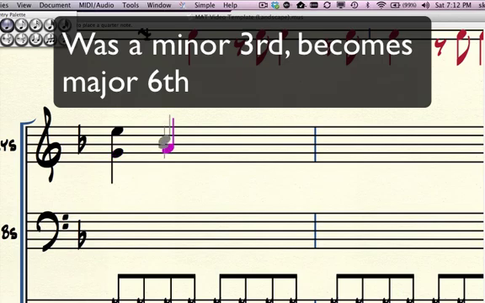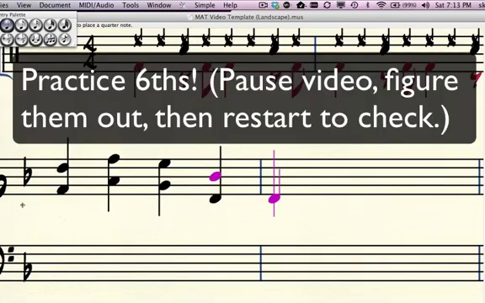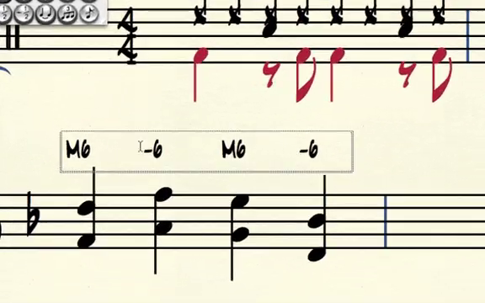Here's another one. Originally a minor third. Change the octave of the lower note. It was a minor third, now it's a major sixth. That's the way you do them. Okay, now figure out these sixths. Pause the video and then check your answers. And we're back, and there's your answers.